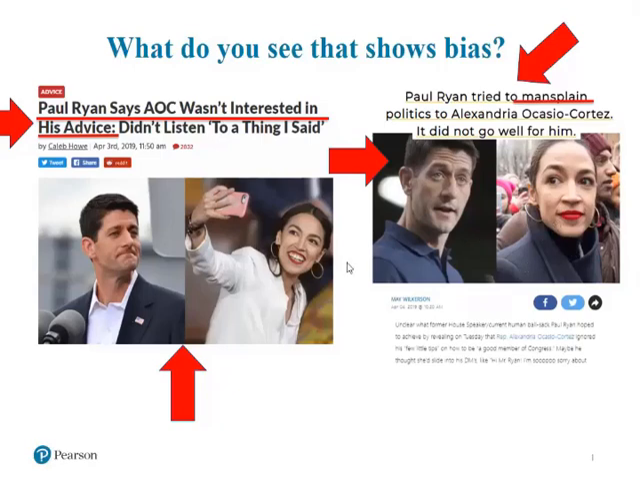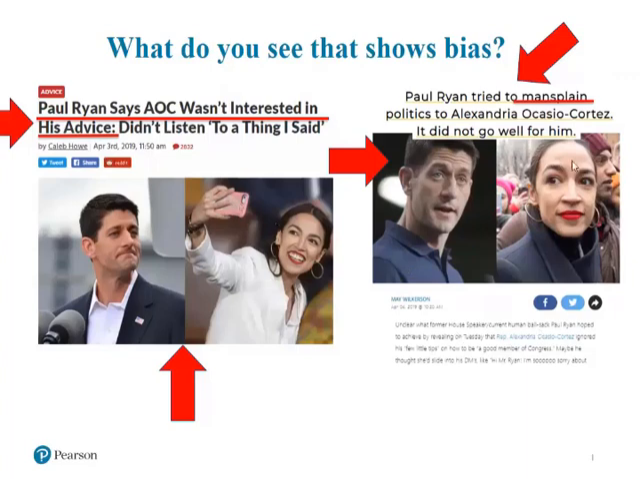Right, so there's some bias here in that someone is trying to make you think that AOC is wrong. In fact, you can actually see that here, a little bit of bias inside of the headline at the top, where Ryan says he wasn't interested in his advice. So he's saying, oh, she didn't listen to me, she ignored me, and that was the wrong thing. But how is that different? What's the bias on the right side? Can anyone see that here?